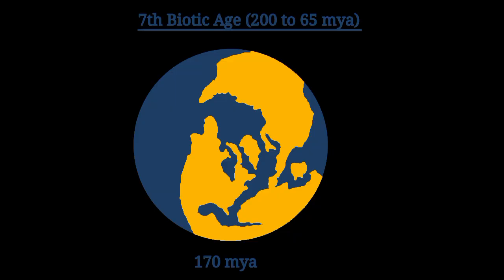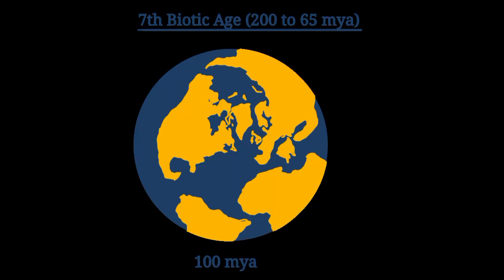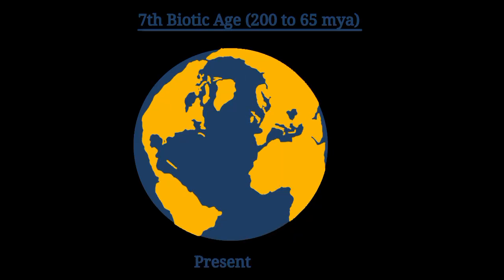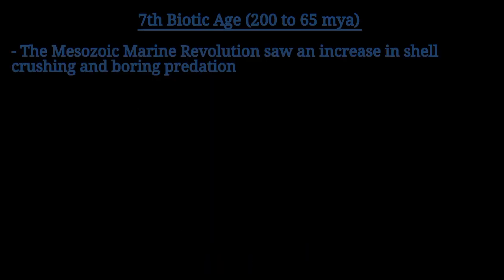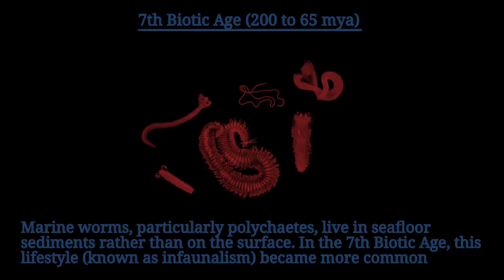The breakup of Pangaea and the formation of the Atlantic Ocean brought previously isolated communities together. The subsequent increase in competition led to the Mesozoic marine revolution. It was a period characterized by a rise in shell crushing and boring predation. The ocean saw a sharp increase in planktonic and infaunal lifestyles. The change was so far-reaching that they now characterize most modern marine life.